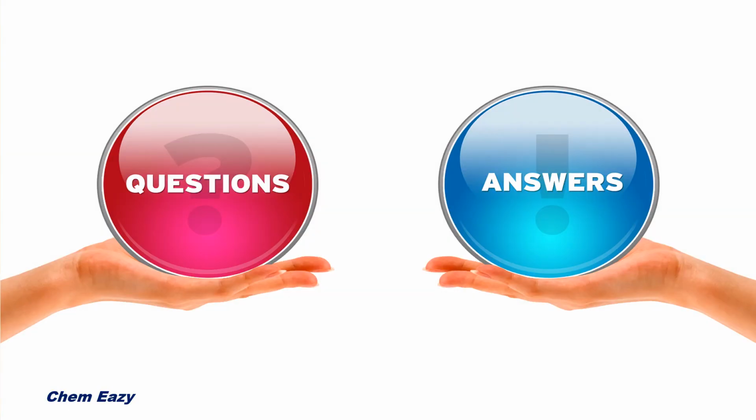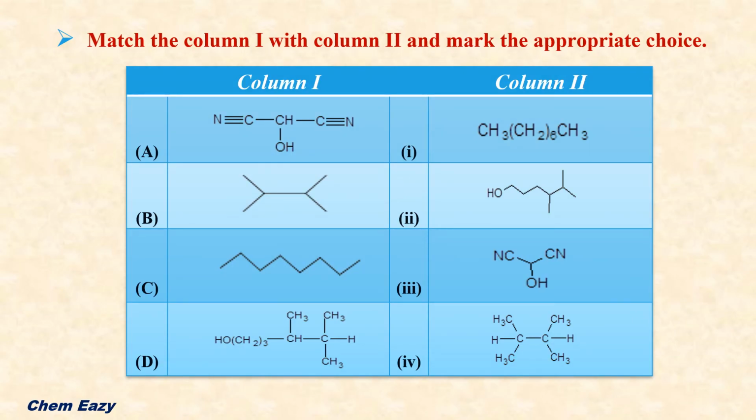Now let us see some questions, also with the answers, from this topic. First question is, match column 1 with column 2 and mark the appropriate choice. Here two columns are given, column 1 and column 2. Column 1 consists of 4 structures A, B, C and D, and column 2 also has 4 structures 1, 2, 3 and 4. Now let us match the column 1 structures with the column 2 structures.